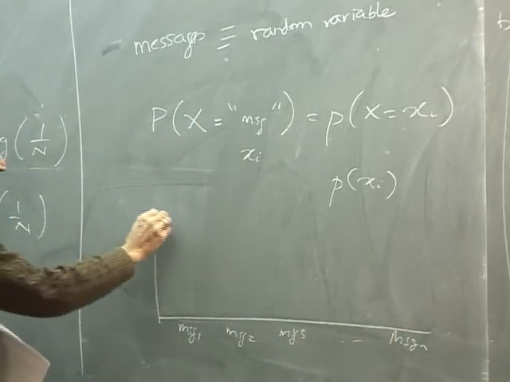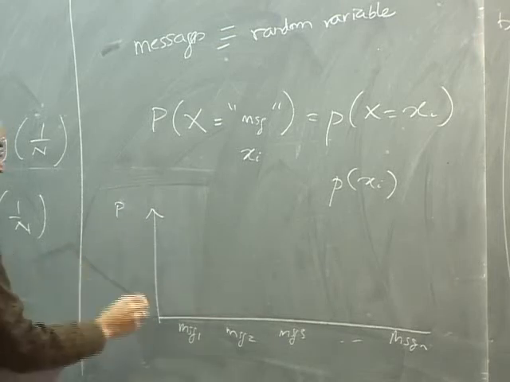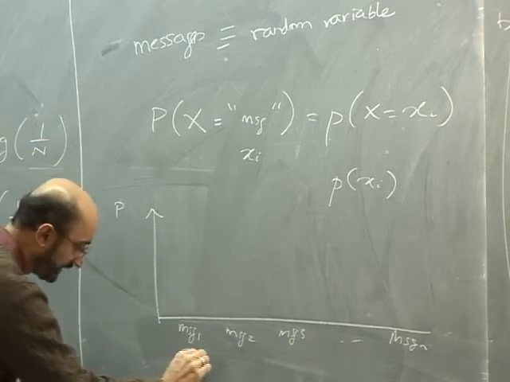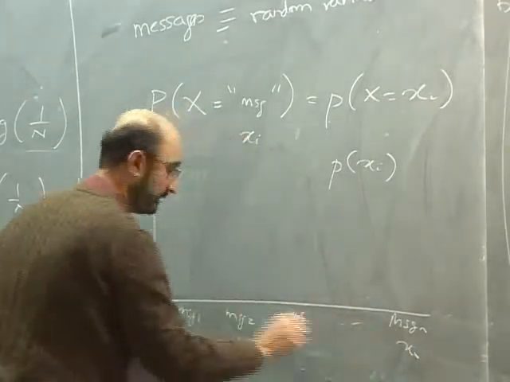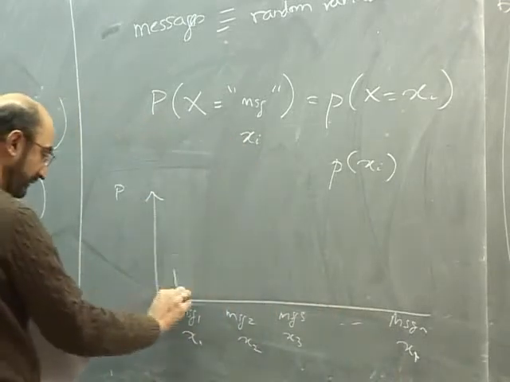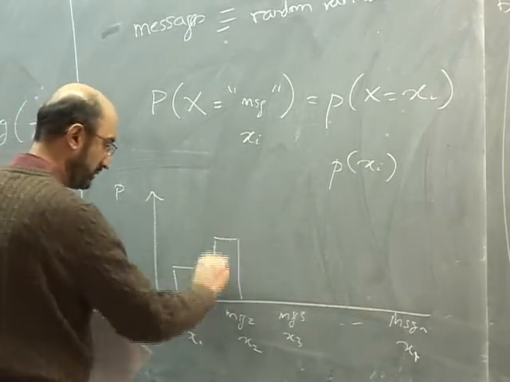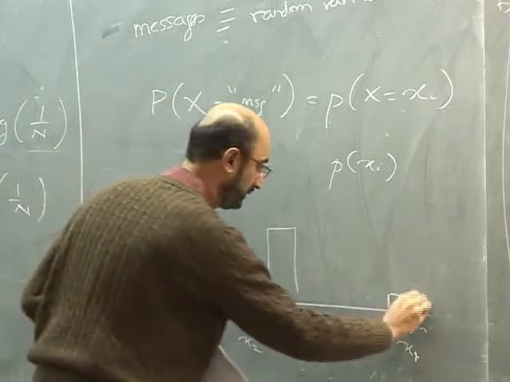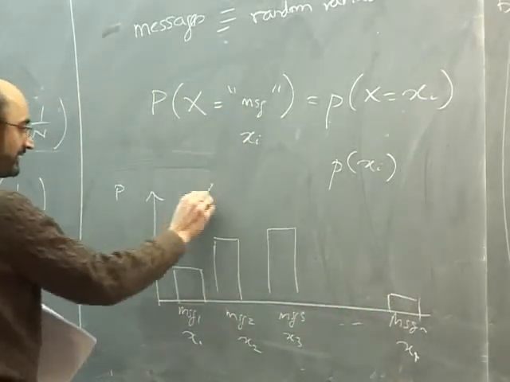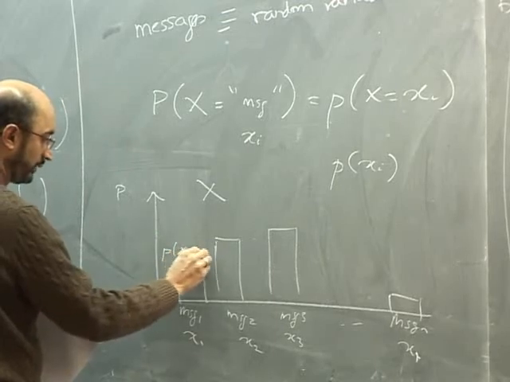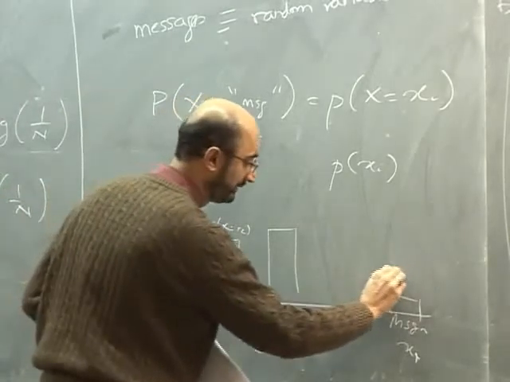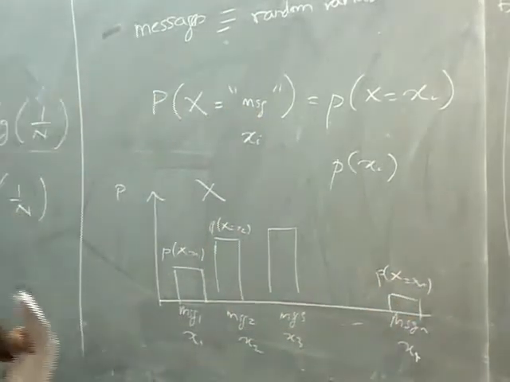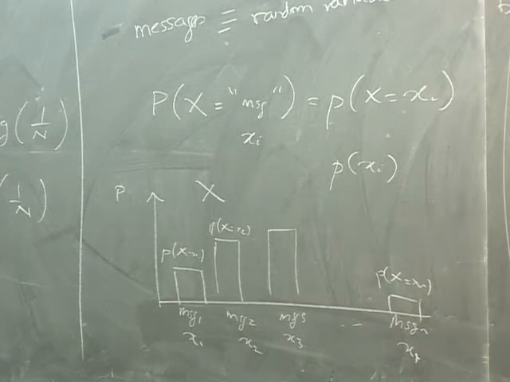And then on the y-axis I have the probability. If I call message 1 x1, message 2 x2, message 3 x3, etc., until xn, then on the y-axis I have the probability that the random variable X equals x1, the probability X equals x2, all the way to the probability X equals xn. And this is a probability mass function of a discrete random variable, as we saw last week.